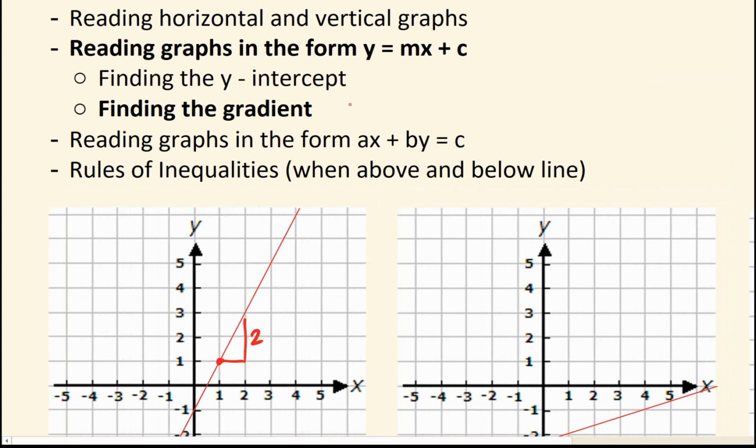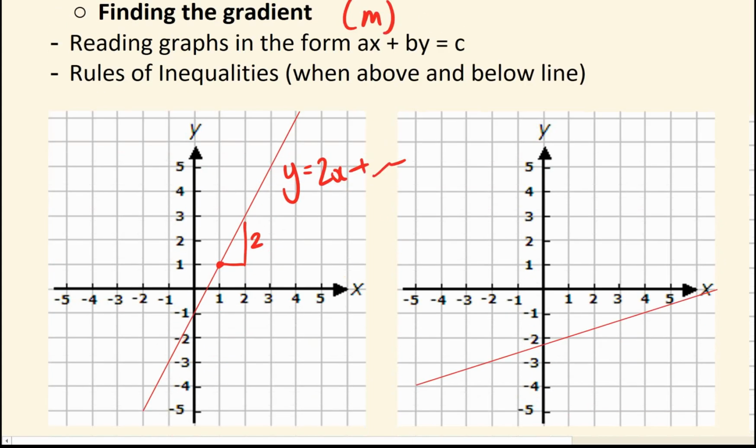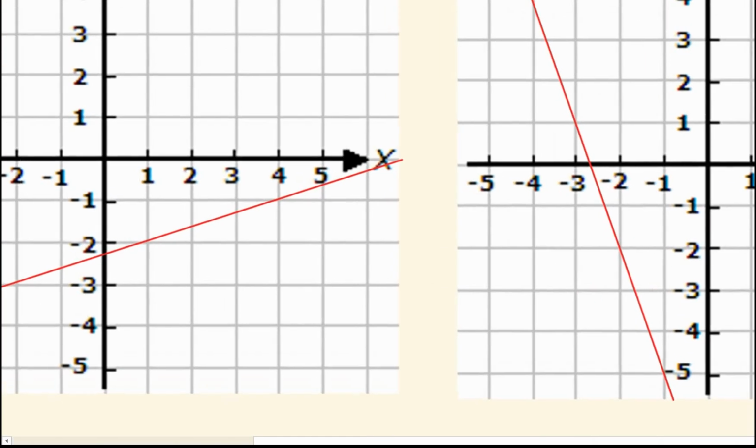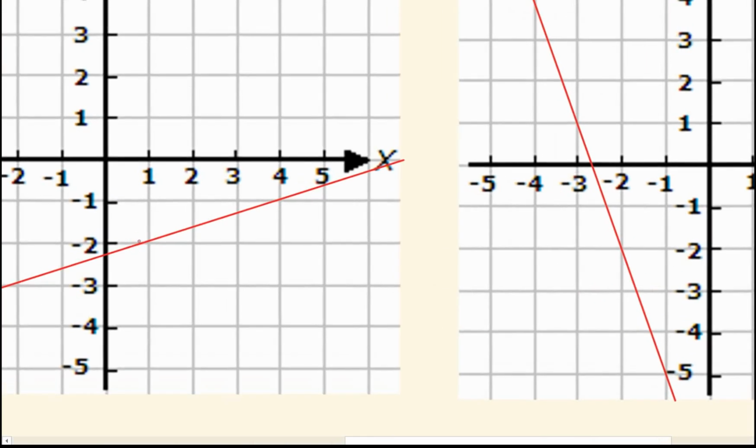And I should have mentioned the gradient here tells you the value of m. So that means this graph will look like y equals 2x plus something, plus whatever c is. We'll come back to that in a second. Next example. Here we want the gradient. So let's take any point on a corner.